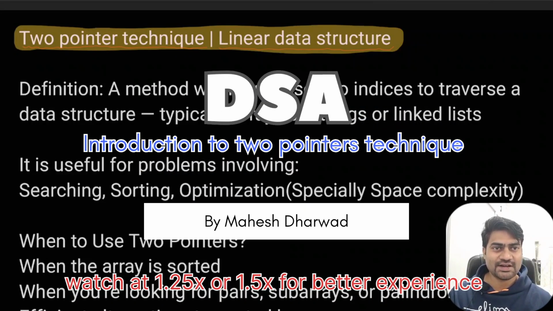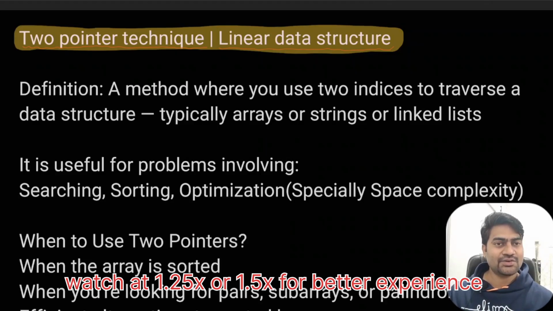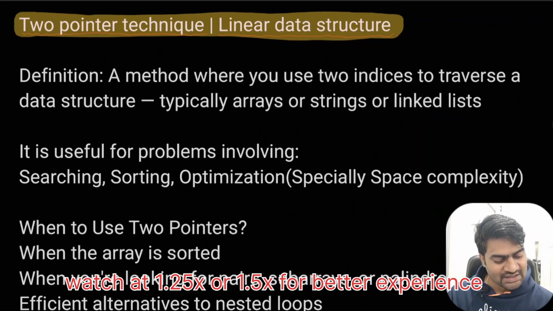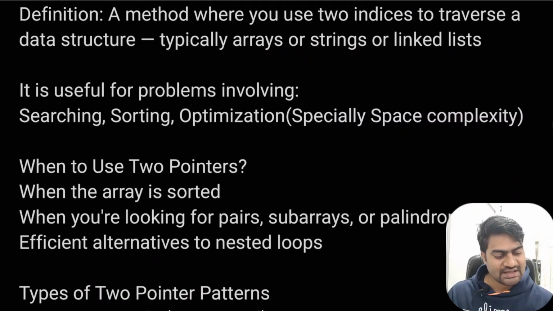In this video, we will try to get introduced to our famous two-pointer technique. So, what is this two-pointer technique? Basically, it is a method where we use two indices to traverse a particular data structure. Typically, it will be an array, a string, or a linked list. It is useful for problems involving searching, sorting, or optimization. Especially when it comes to space optimization, we prefer to use this two-pointer technique.